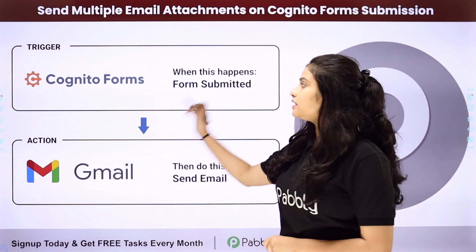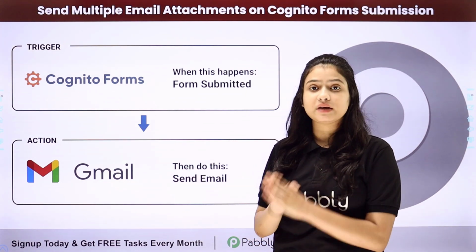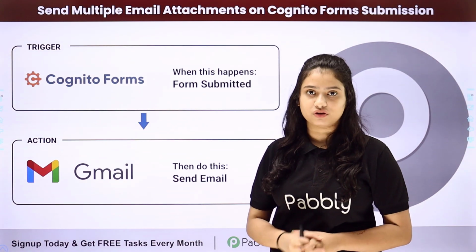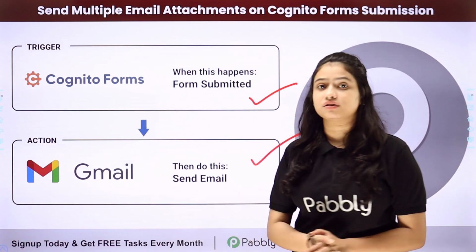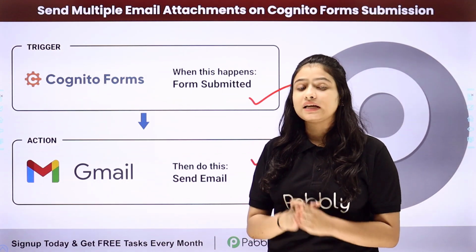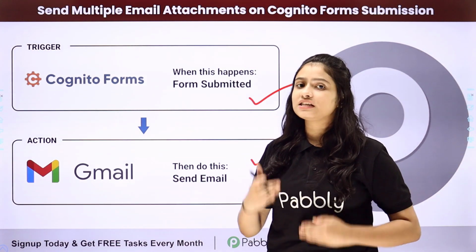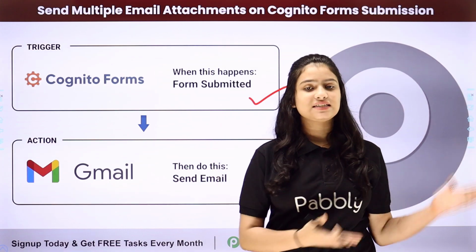For that we will have to integrate Cognito Forms with Gmail, and to do the same we are going to use Pabbly Connect, which is an amazing automation and integration software. Now what we are going to do, we have Cognito Forms in our trigger and Gmail in our action. So we will be connecting both of them by using Pabbly Connect in such a way that email attachments will be sent automatically as soon as the form is submitted. And to learn the entire process step by step, let me take you all to my screen.